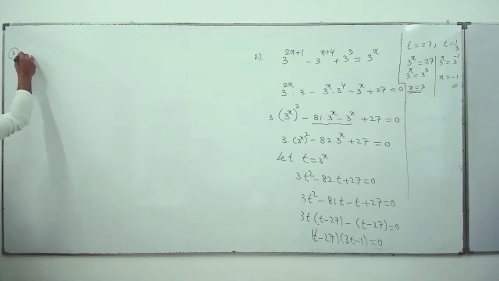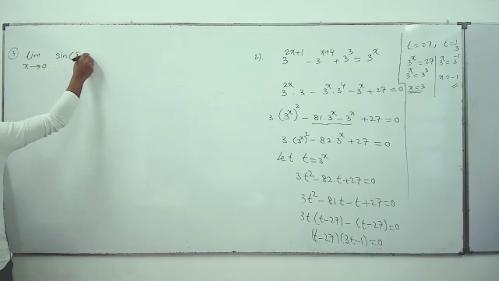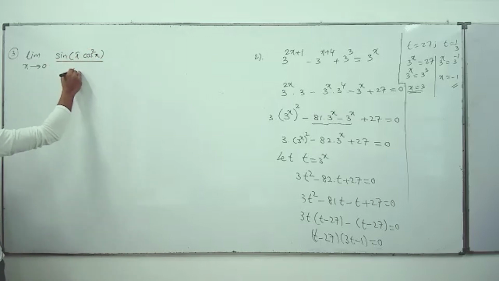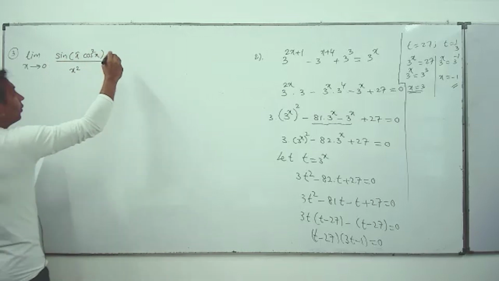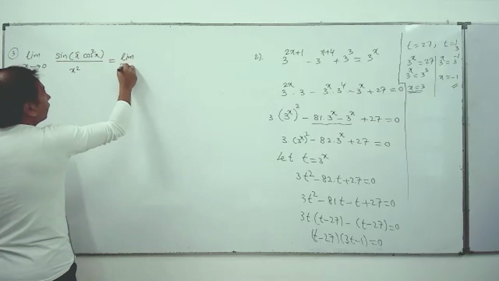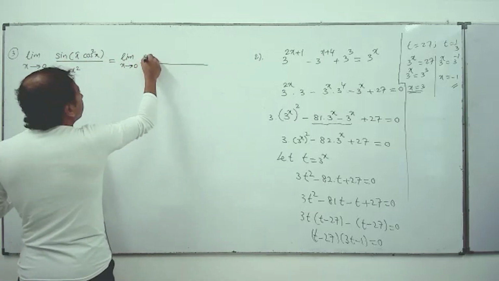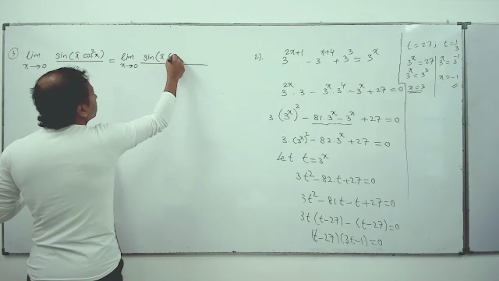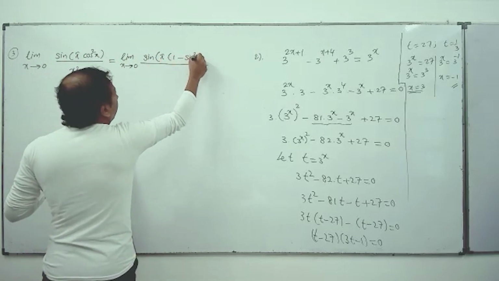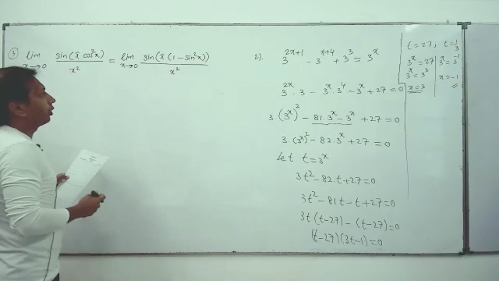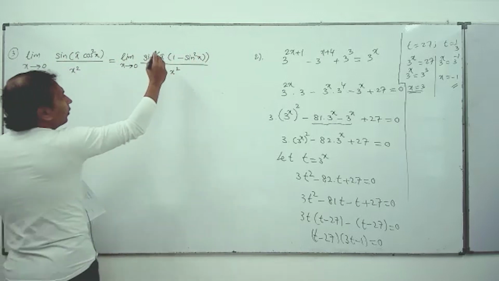Limit as x goes to 0 of sine(pi cos squared x) divided by x squared. The cos squared x I can write as 1 minus sine squared x, so the expression is sine(pi(1 minus sine squared x)) divided by x squared. We'll multiply by this pi inside.